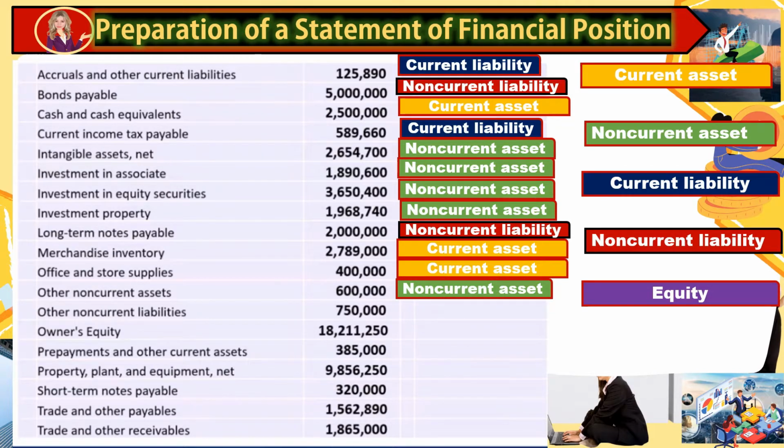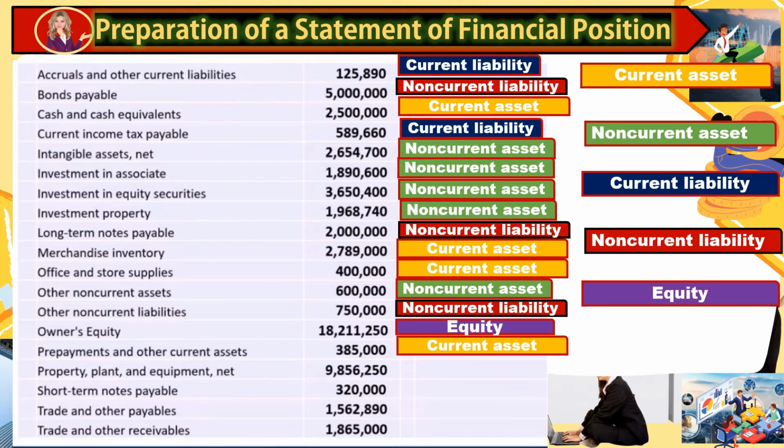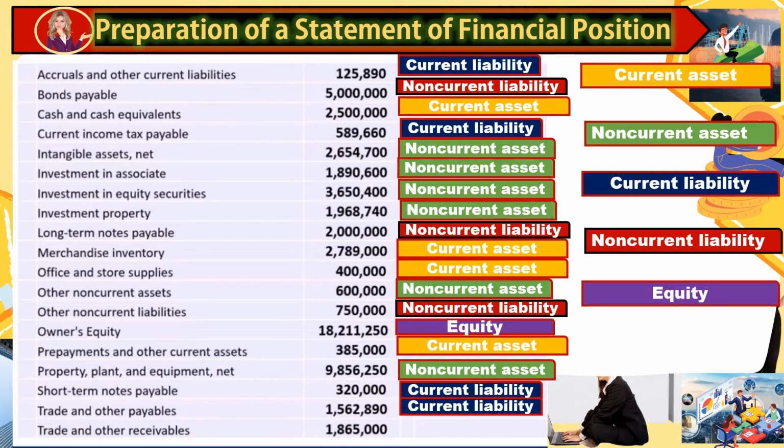Other non-current liabilities, it is a non-current liability. Owner's equity is an equity. Prepayments and other current assets is considered as a current asset. Property, plant, and equipment net is a non-current asset. Short-term notes payable is a current liability. Trade and other payables is also a current liability. And the last, trade and other receivables is a current asset.